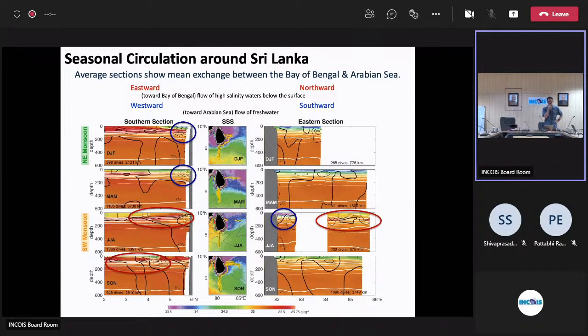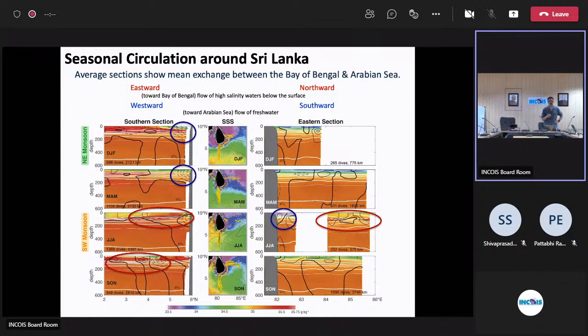But what you see on the left-hand side is the southern section, on the right-hand side, the eastern section. The colors are salinity, upper 600 meters of the section plotted now. The white contours are potential density, and the black contours are velocity. And that's eastward velocity in the left-hand panel and northward velocity in the right-hand panel. The solid lines mark positive velocities, and the dashed lines mark negative velocities.